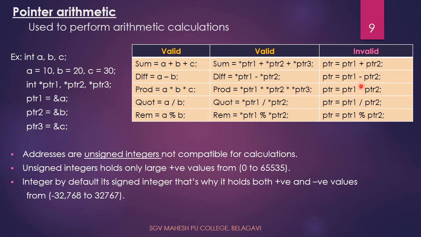The other reason why we don't use this is because addresses are unsigned integers. Unsigned integers are not compatible with these kinds of calculations. An unsigned integer holds large positive values ranging from 0 to 65,535, and by default an integer is a signed integer, and that's why an integer can hold both positive and negative values.